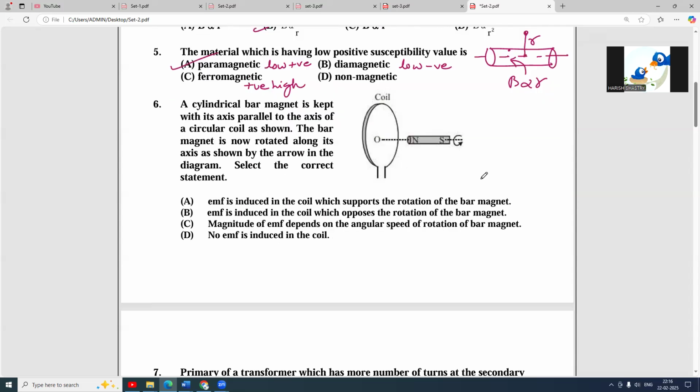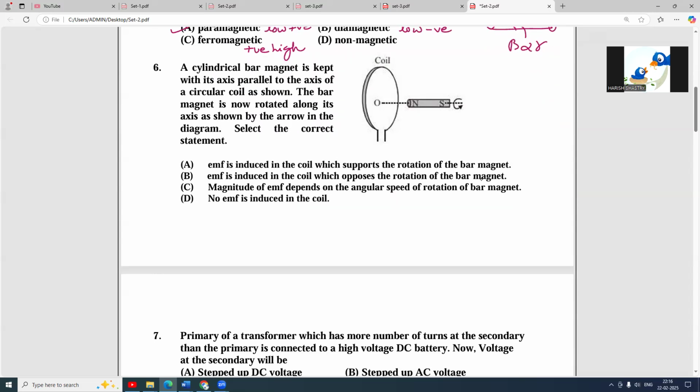Okay. A cylindrical bar magnet is kept with its axis parallel to the axis of a circular coil as shown. So the magnet is like this, a cylindrical bar magnet. And now it is rotated along its axis as shown by the arrow. That means it is rotated like this. Now the magnetic field lines of this magnet will be passing into this coil, and so the coil is having some flux.